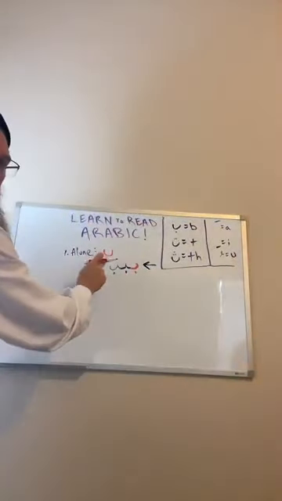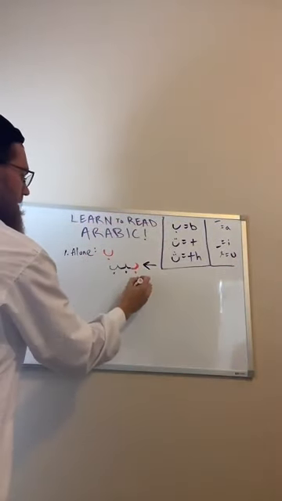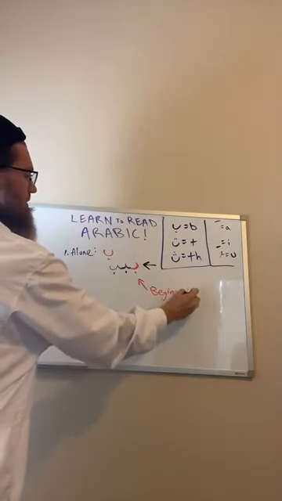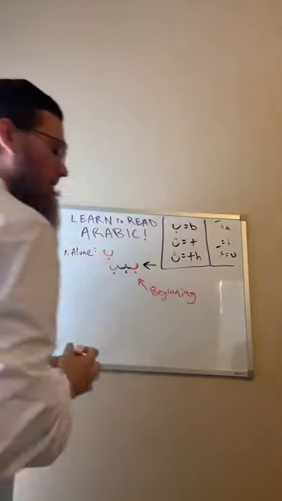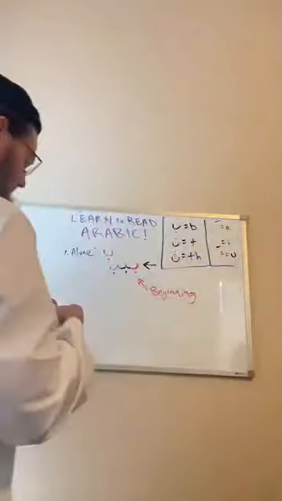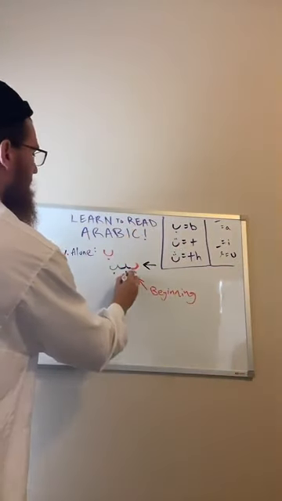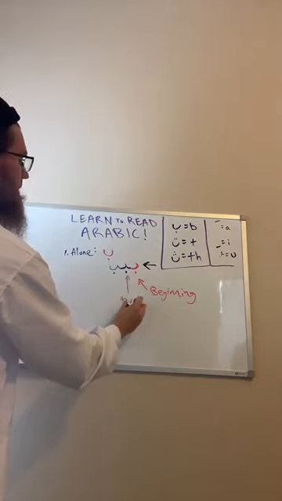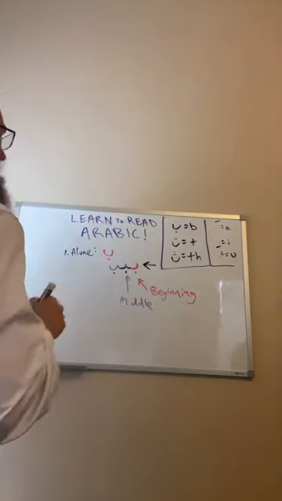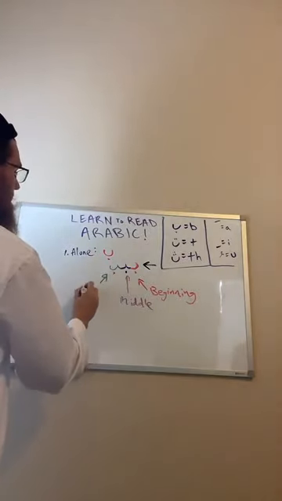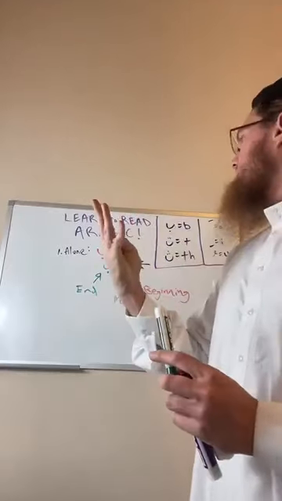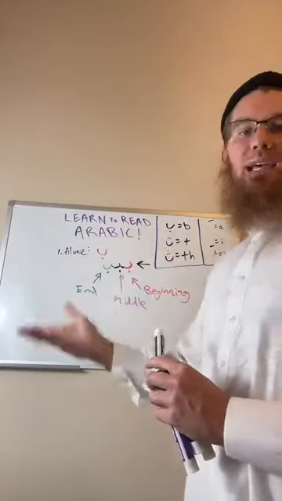All right, so this is how it looks alone. This is how it looks in the beginning of a connection. This is how it looks in the middle of a connection. And this is how it looks at the end of a connection. Yeah, so there's 4 different versions of each letter that you're going to have to memorize, okay?